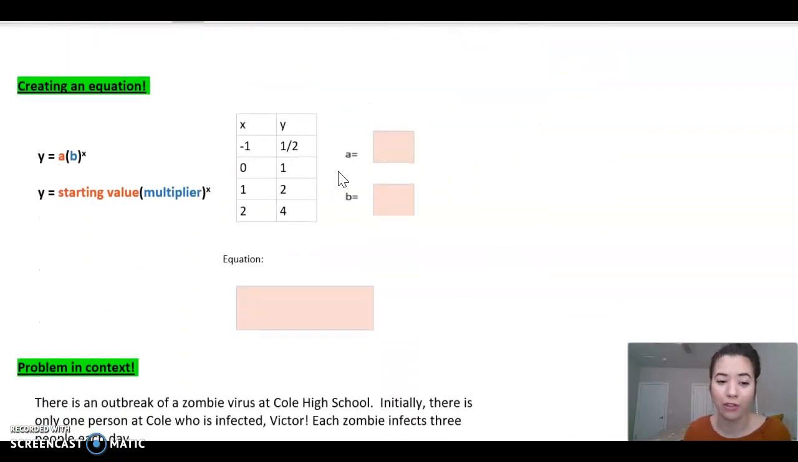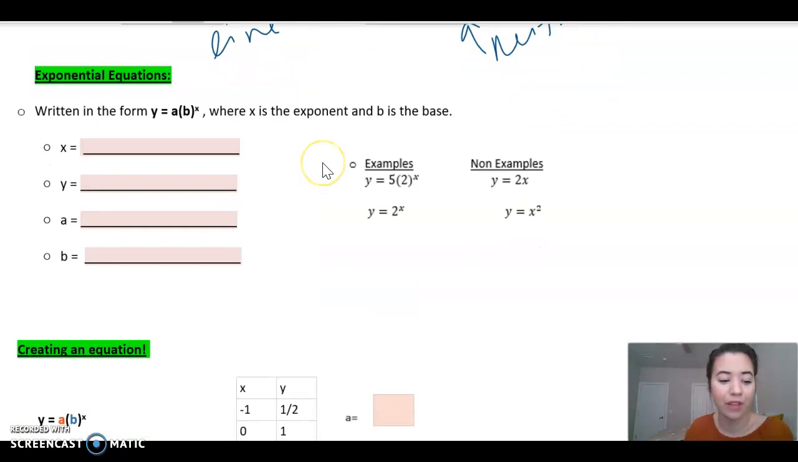And then this is the other thing that you need to do. So let's take a look. Creating equations. So linear equations we spent a lot of time with were y equals mx plus b. Exponential equations are y equals a times b to the x power, where x is our exponent and b is our base, meaning the base of our exponent, the number that we're using the exponent on.